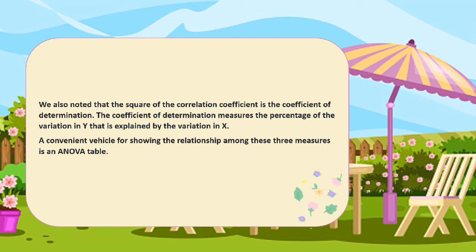We also note that the square of the correlation coefficient is the coefficient of determination, or we say R squared. The coefficient of determination measures the percentage of the variation in y that is explained by the variation in x. A convenient vehicle for showing the relationship among these three measures is an ANOVA table.